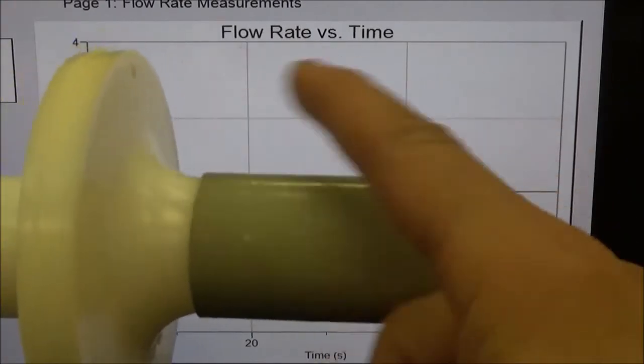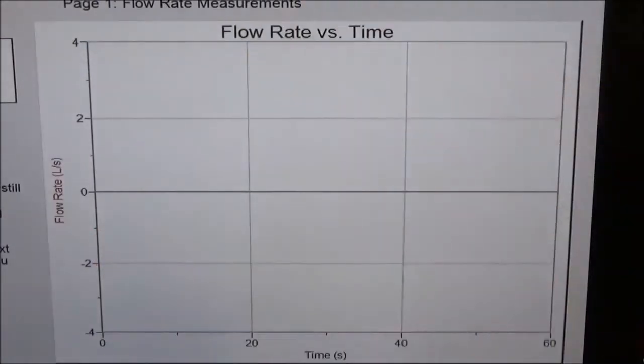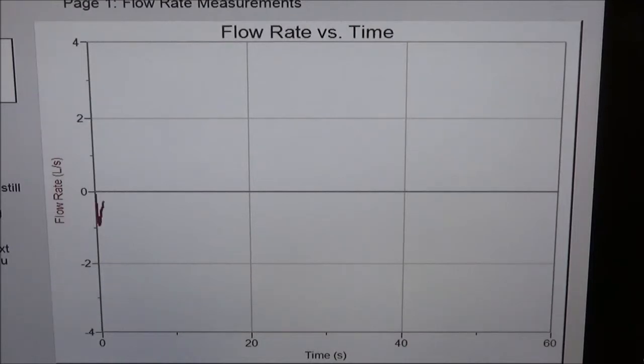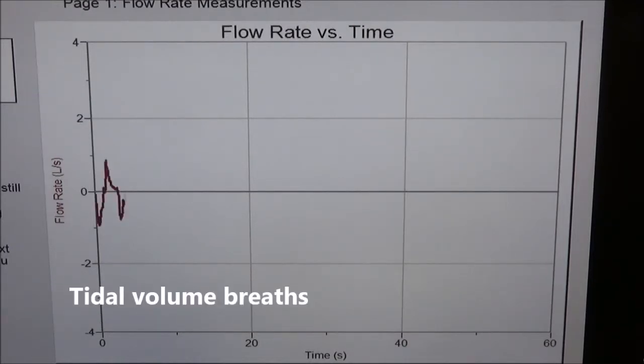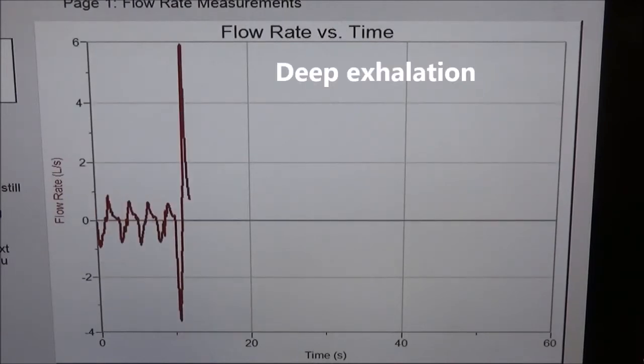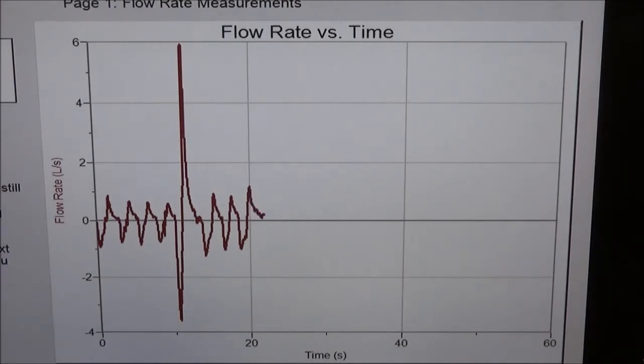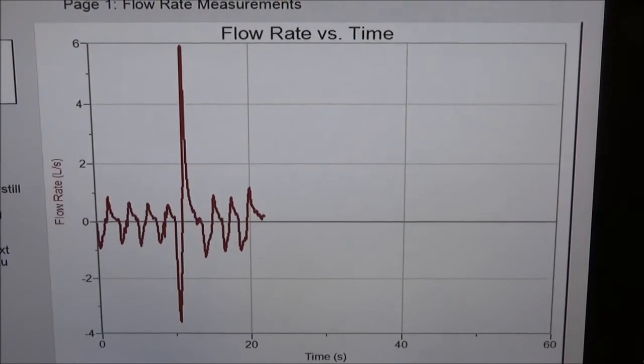I'm going to breathe into the cardboard mouthpiece, and it's going to show the volumes that I'm moving with my lungs. So let's begin. I'm going to take 4 tidal breaths, then I'm going to inhale deeply, exhale deeply, and take a few more tidal breaths. Okay, we're done. Now we're going to have to analyze the data.